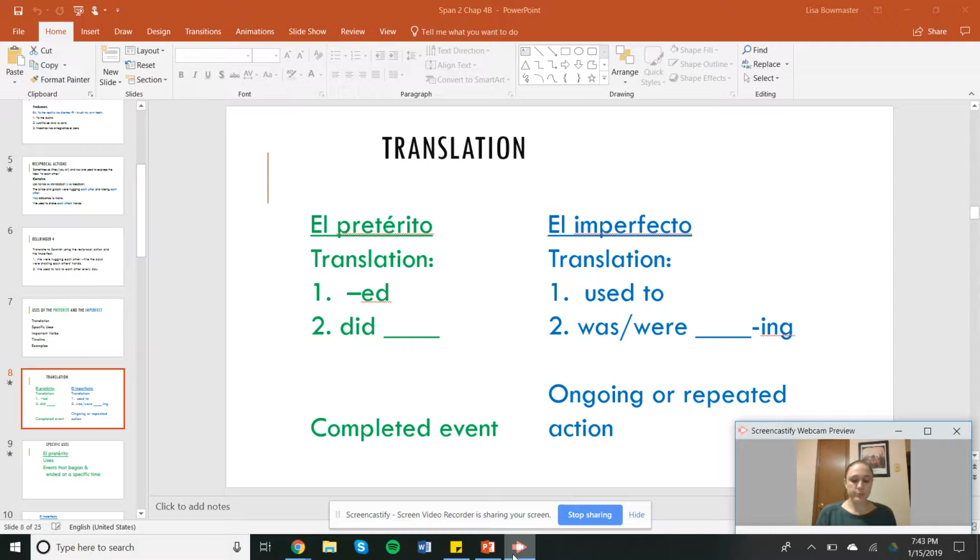Imperfect now. For their translation, we say used to. We've probably already heard that already, but let's remind ourselves of it. I used to walk to school as a kid. Or it could be was or were doing. So while this thing was happening, another thing was happening. While my mom was talking on the phone, there was somebody at the door. It's an ongoing or a repeated action. So the ongoing is that -ing, the repeated is the used to.